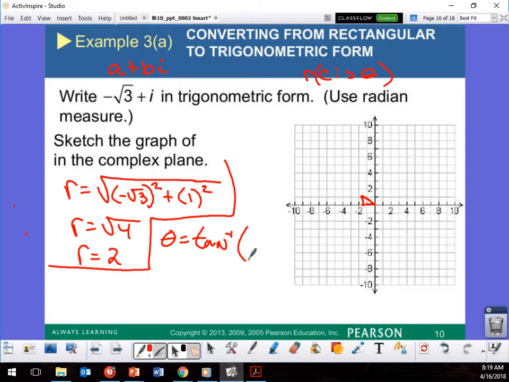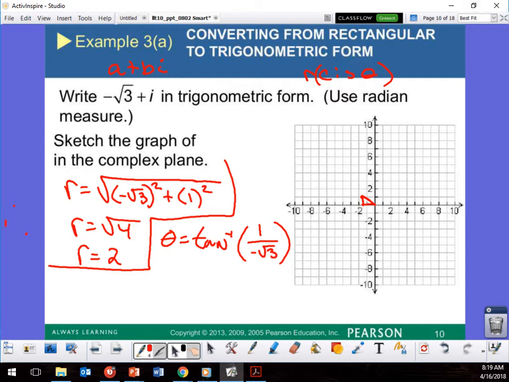What is the y value here? 1 over x, which is negative rad 3. It's okay to have a rad at the bottom, right? Yeah, it's fine because we're just plugging it into the calculator. We're just telling the calculator what to do. If I was going to leave this as my answer, I couldn't leave it like that. But the problem is I'm just putting it in the calculator.